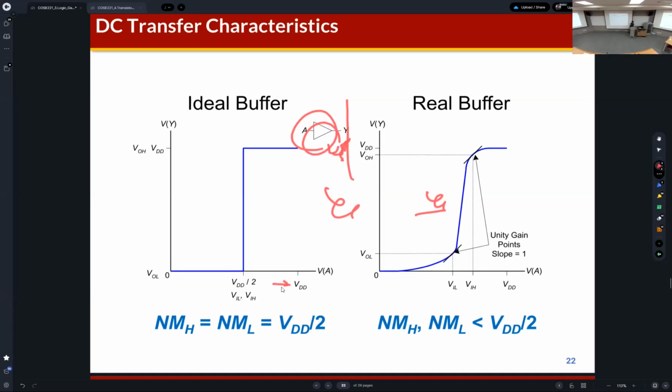But in the real buffer, this voltage level increases slightly, so we just measure the slope of this graph. If the slope is 1, then we decide this x-axis value is the VIL, and the y-axis value is the VOL. And then we assume that the buffer works properly within this range. So actually the noise margin is less than the VDD. The noise margin is smaller than half of VDD.